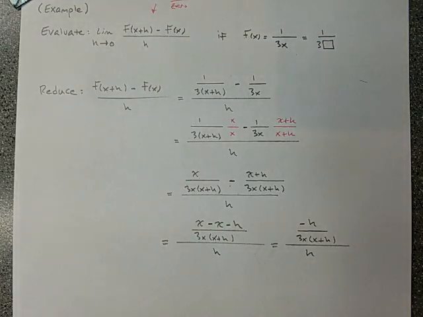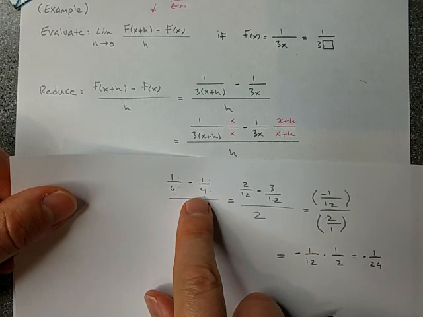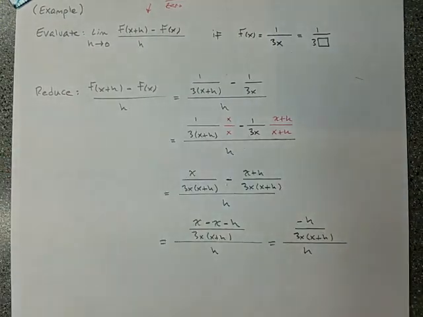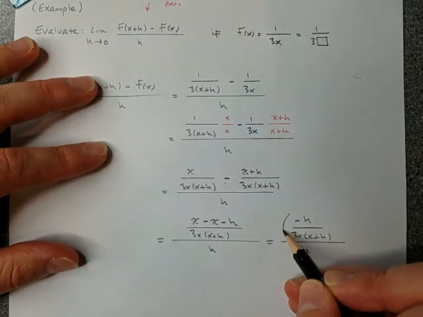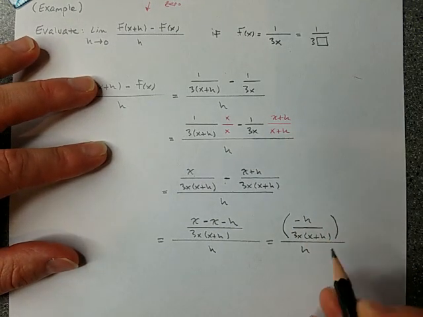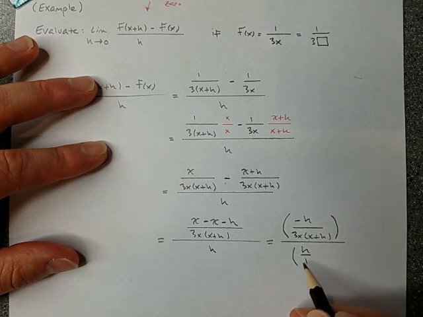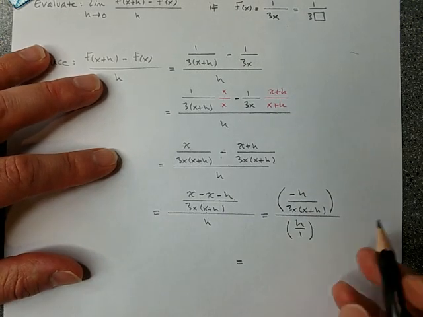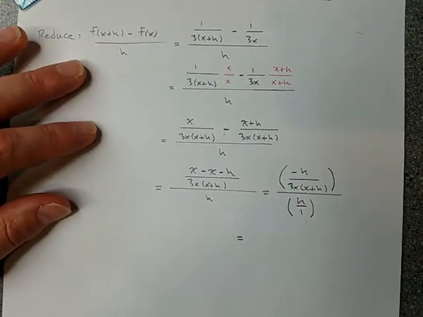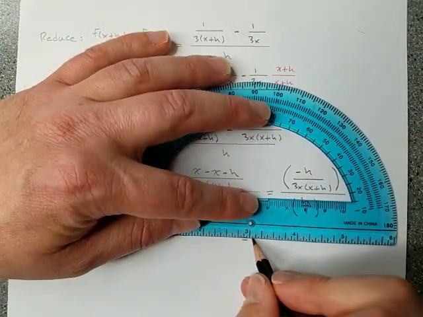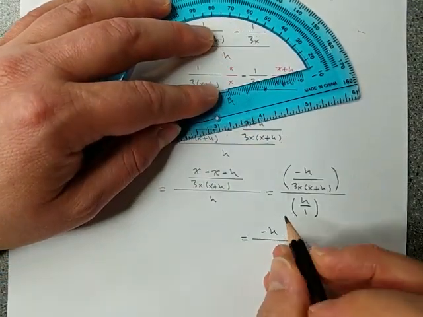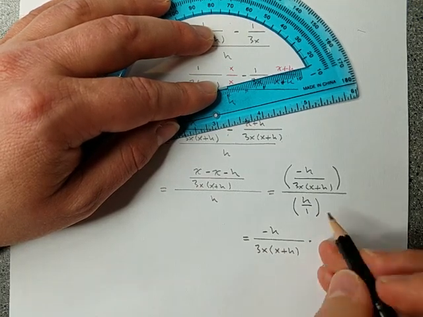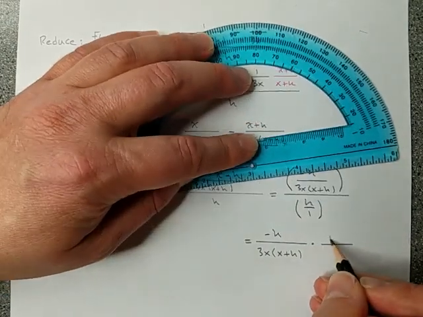Now, I said it would be like this one. And it is like that one. We're to this point now where we're dividing. If it's easier for you to see this way, I want to take this fraction and divide it by that one. And so how do you do that? Well, dividing by a fraction is equivalent to multiplying by its reciprocal. So let's do like this. We'll say we get negative h, 3x, x plus h, times the reciprocal of that, which is 1 over h.